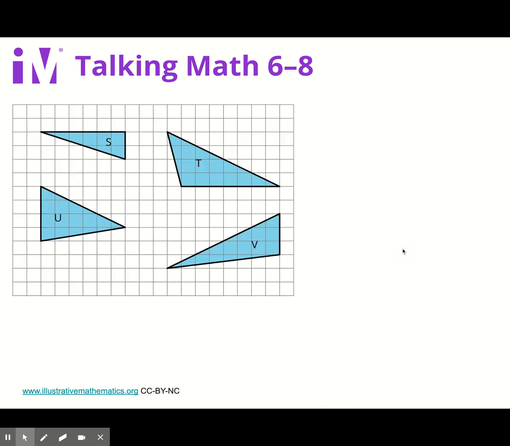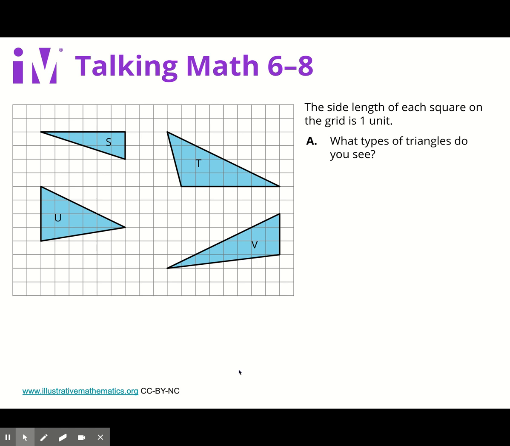So let's take a look at some follow-up questions. The side length of each square on the grid is 1 unit. First, I want you to think about what types of triangles do you see? Go ahead and hit pause to give yourself some think time, and hit play when you're ready to hear the answer. Triangle S is a right triangle. T and V are both obtuse triangles, and U is an acute triangle.